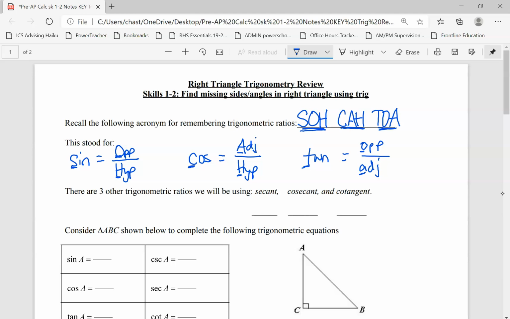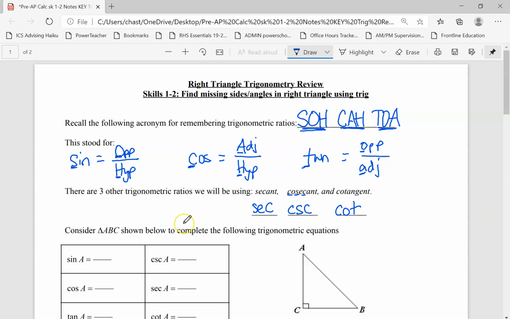We're going to talk about secant, which is abbreviated as SEC. Cosecant, which is going to be abbreviated as CSC. They probably did that so as not to confuse it with cosine. And then cotangent is abbreviated with COT. So I'm going to teach you which ones are the reciprocals of what, and we're going to do some practice here.